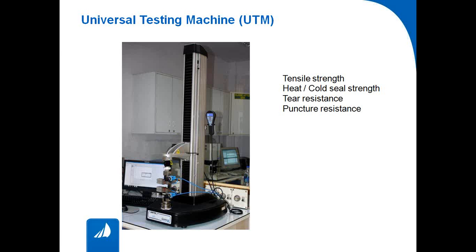Heat, cold seal strength. As I said, when I'm trying to make a container, I join the two surfaces, which is normally done by applying pressure when it is hot, or sometimes with a specific sealant used, you can do it in cold conditions also. What is the strain that it is giving? Tear resistance I just explained, and puncture resistance I just explained. All these things can be done with the universal testing machine.